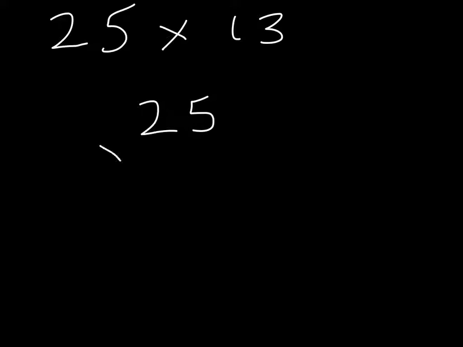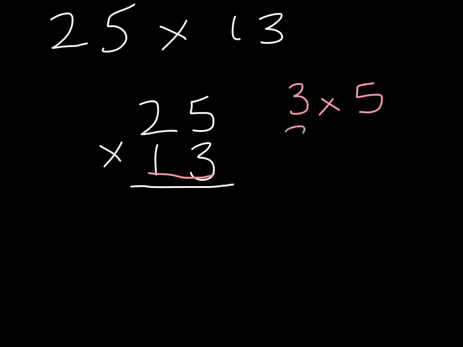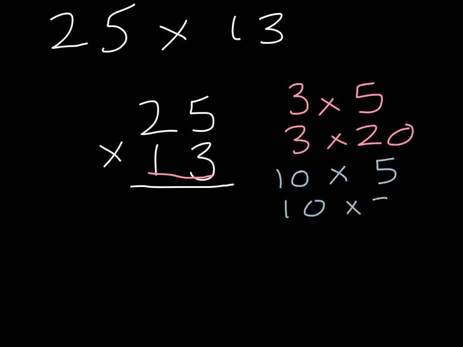I've got 25 multiplied by 13, and like any column method, we make sure that the units and the tens are lined up nice and neatly. Now basically what we're going to do is partition this bottom number, so you'll end up doing 3 times 5 and then 3 times 20, starting with the units first. Then we're going to move to the 10, so we'll do 10 times 5 and 10 times 20, and then we'll need to add these numbers together.